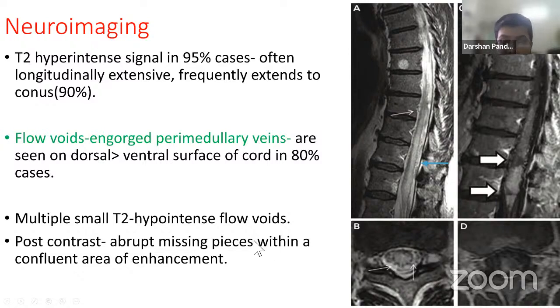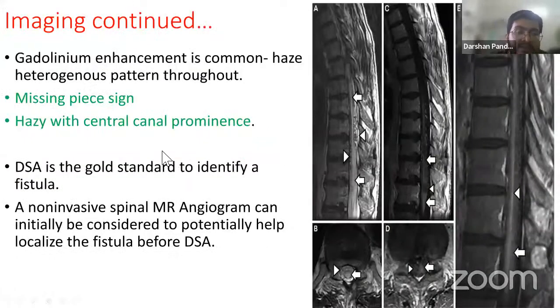And some post-contrast abrupt missing pieces. Those enhancement areas are missed because of the contrast arrangement, and it's the missing piece sign. Here it can be seen. And another characteristic is a hazy cord with central canal prominence. This central canal prominence can also be found in dural AV fistula.